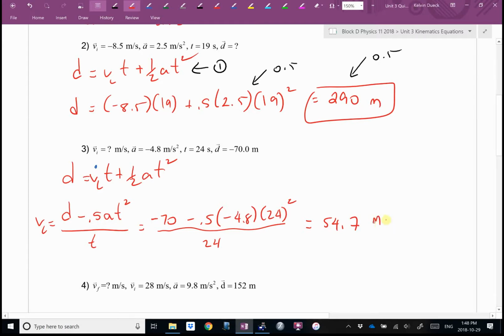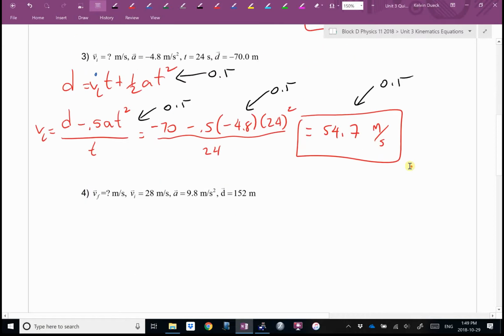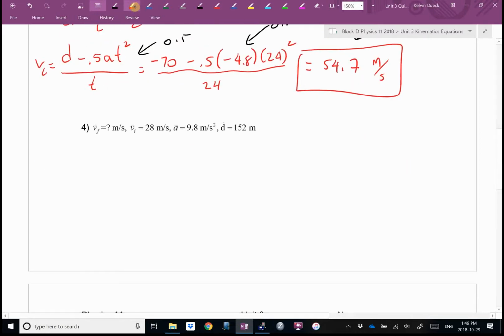Units, meters per second. Now, if you miss the units or have the wrong units, half mark off. And then, Carlos, same as before, half mark for the correct formula by itself, half mark for the numbers, and a half mark for the answer. VF squared equals VI squared plus 2AD.